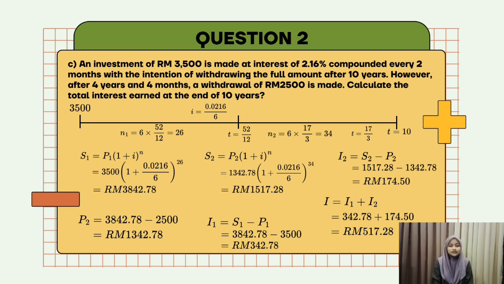Next, calculate the interest for each period based on the value. Finally, after finding the interest for each period, calculate the total interest earned over 10 years by adding 342 ringgit and 78 cents with 174 ringgit and 50 cents. The final answer for the total interest is 517 ringgit and 28 cents.